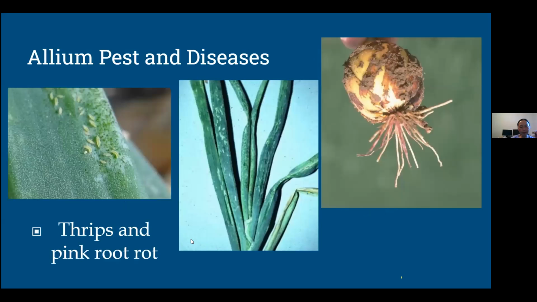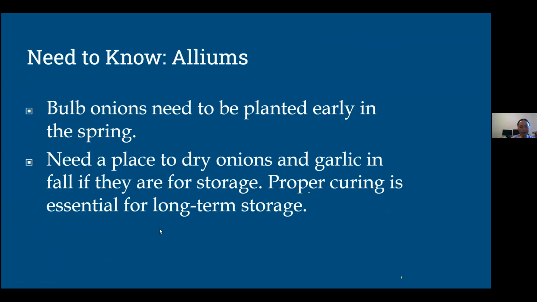And then allium pests and diseases. These are just a few: thrips, pink rot, root rot. We won't go into super depth about that though. Need to know: bulb onions need to be planted early in the spring, so mid to late May, and you'll need a place to dry your onions and garlic in the fall for storage. Proper curing is essential for long-term storage of garlic and onions.